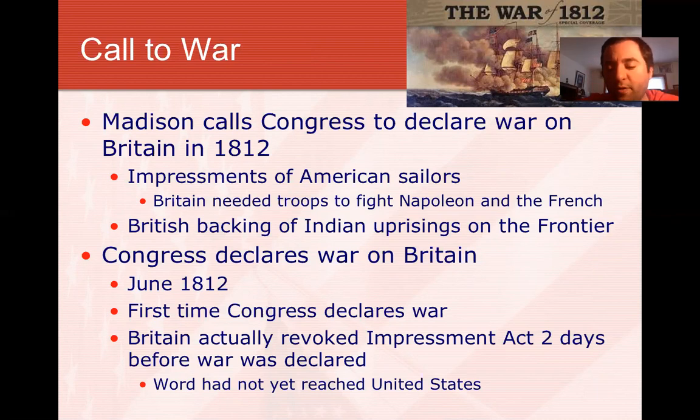The question on the left-hand side, you may need to fix it. I'm sorry. You want to jot down the question on the left: Why does Madison want Congress to declare war? That should be the question. So Madison calls Congress to declare war on Britain in 1812.